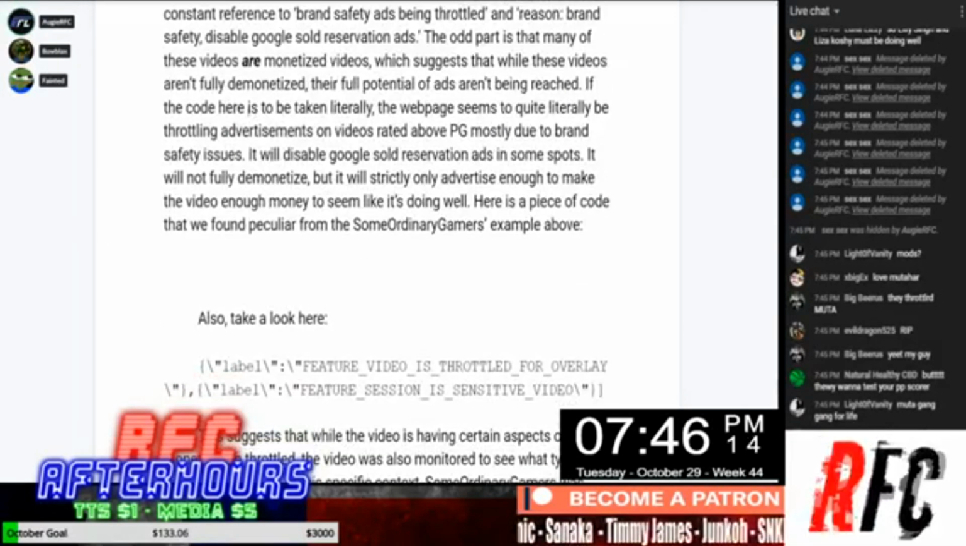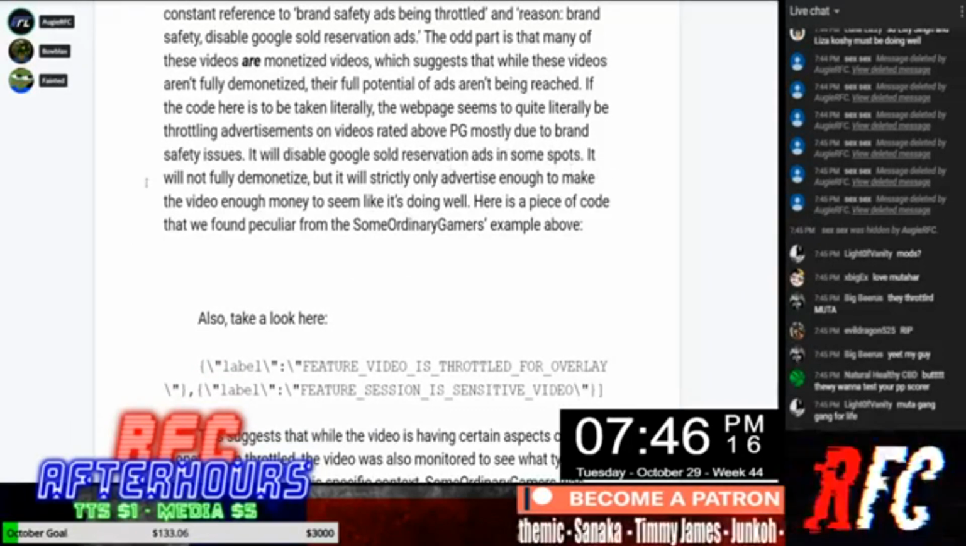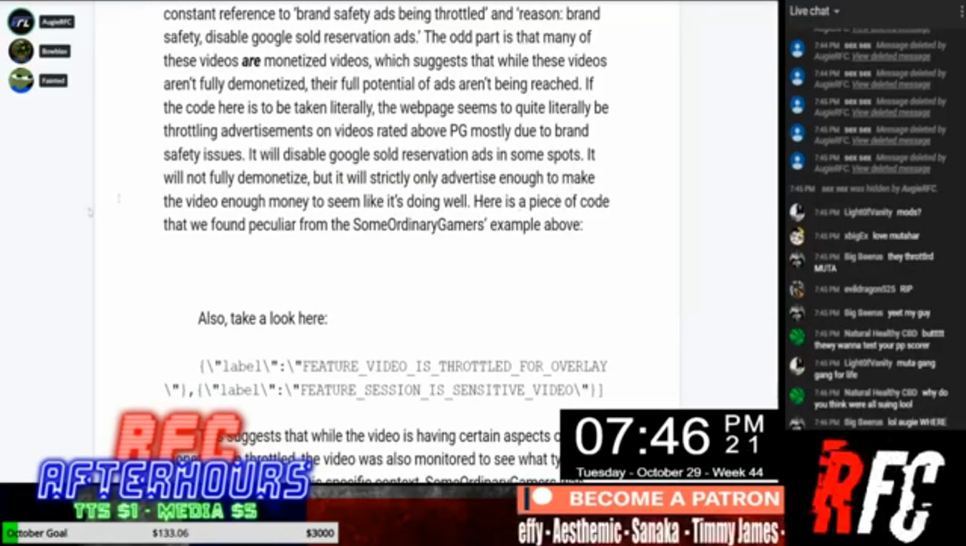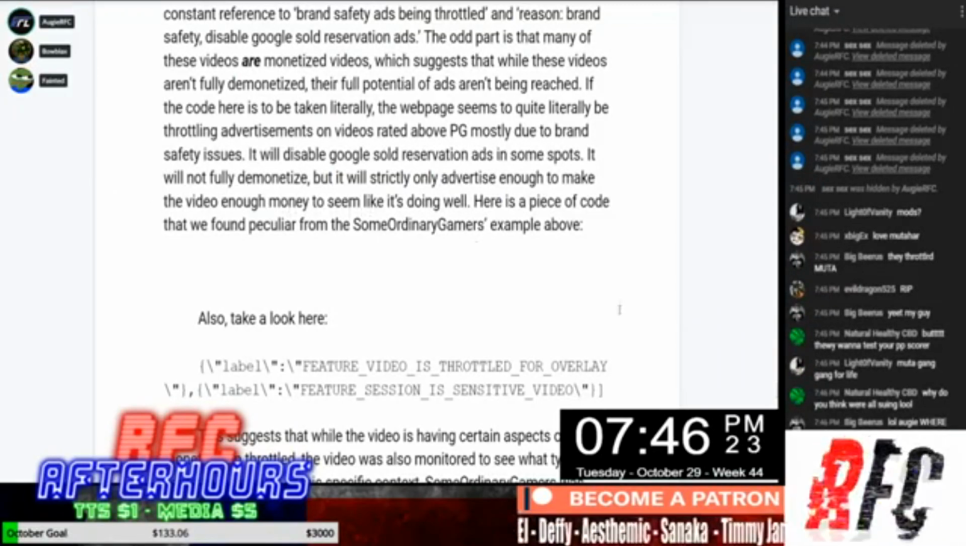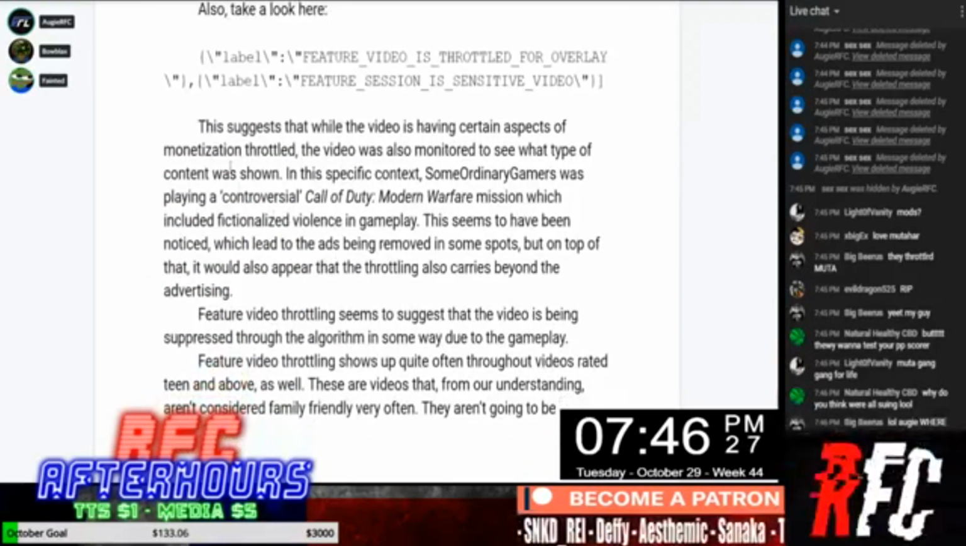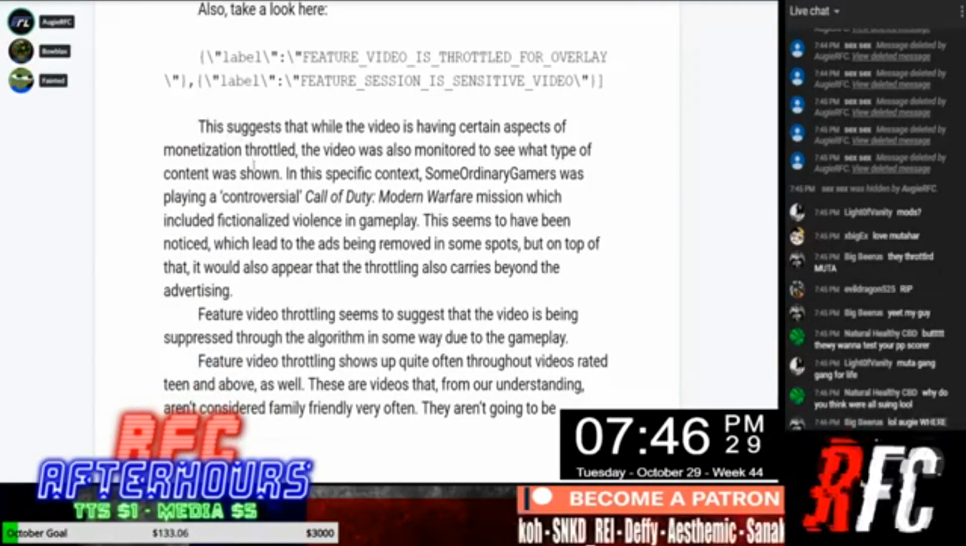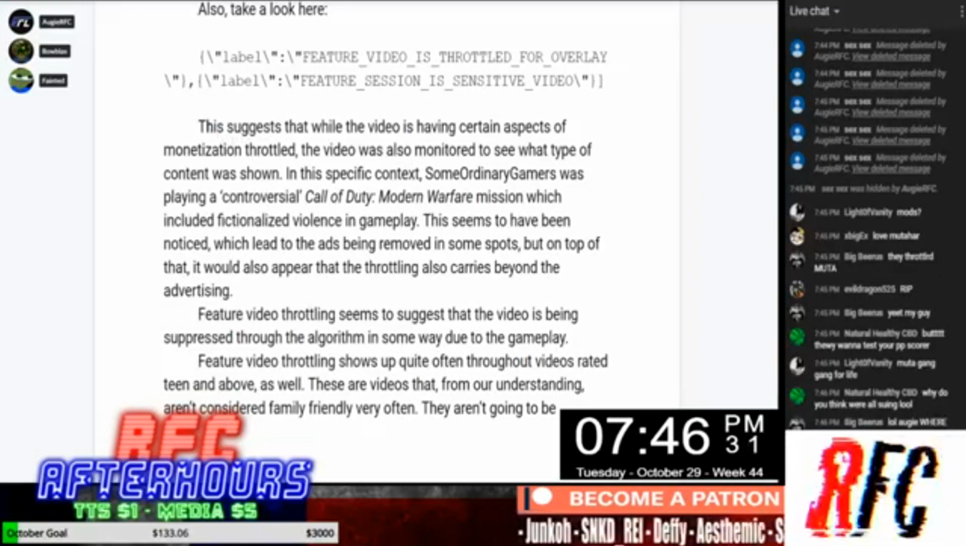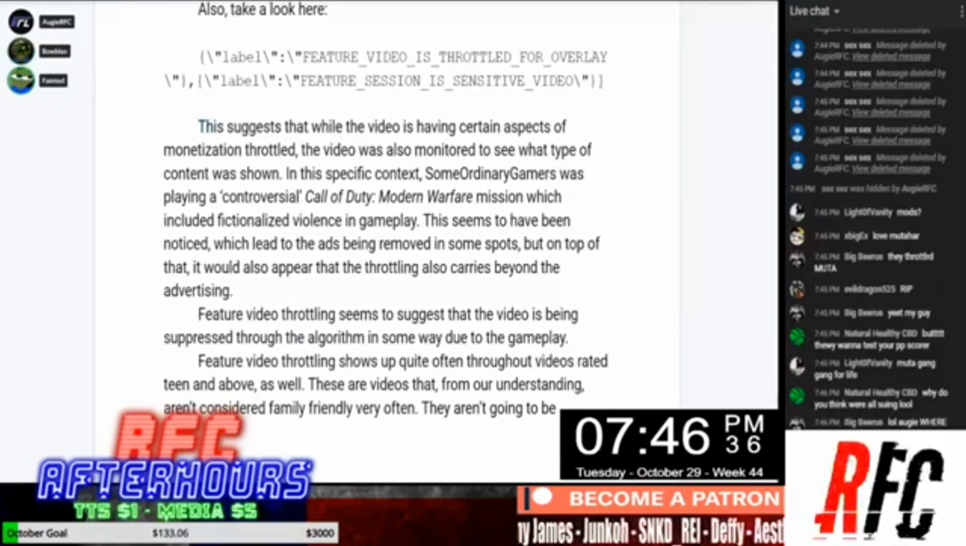All right then. It will disable Google sold reservation at some spot. It will not fully demonetize, but will be strictly only advertised enough to make the video enough money to seem like it's doing well. Damn. Okay. Now is this deliberate or is this just the bot messing up? I'd assume it's deliberate. Yeah.